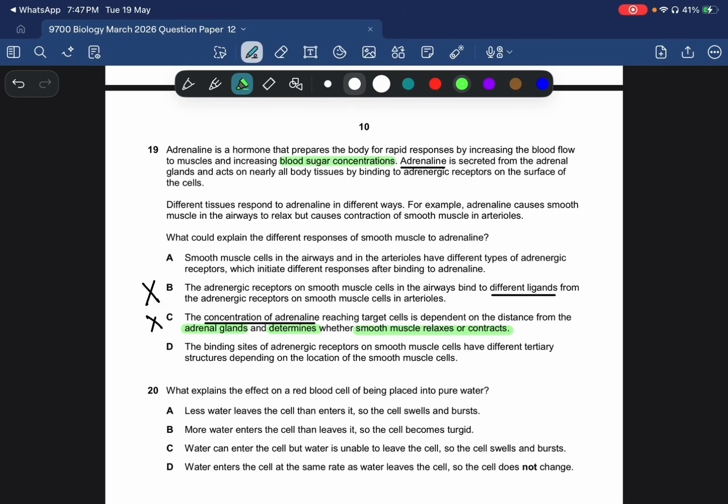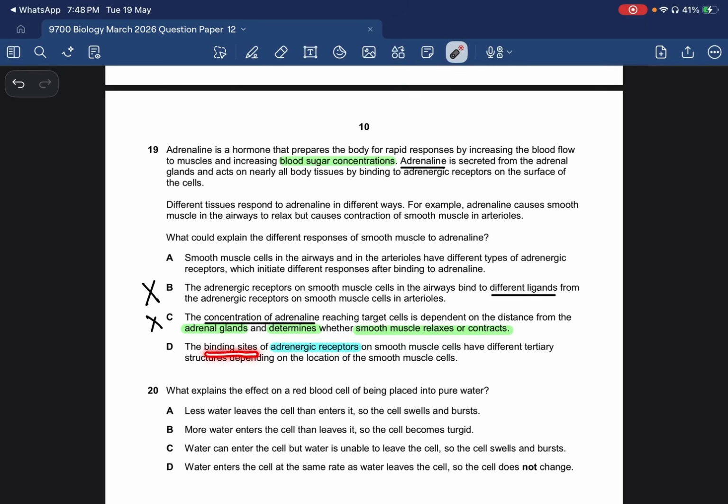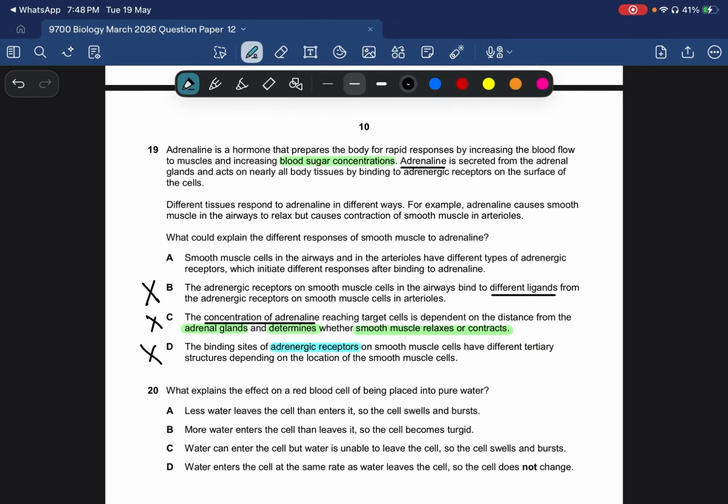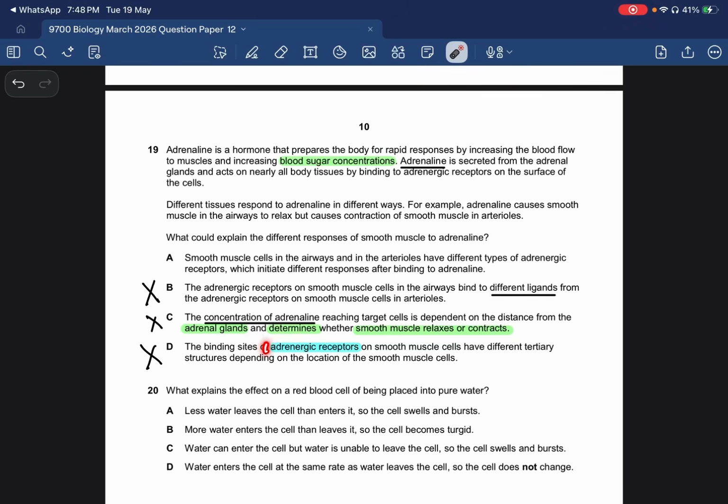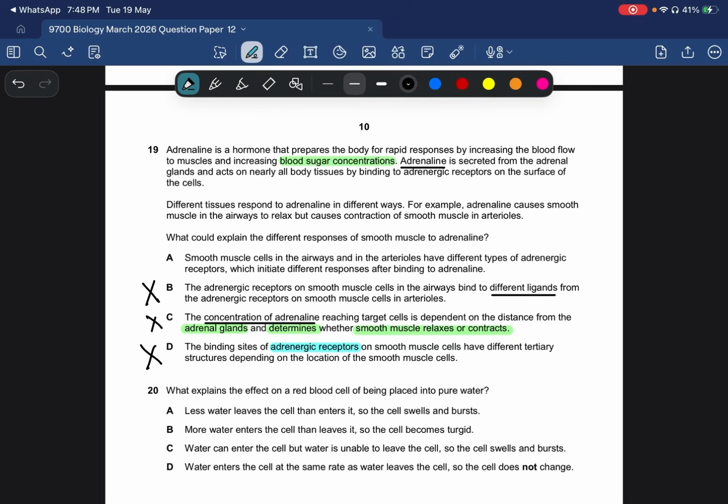Now, the binding sites of the adrenergic receptors on the smooth muscle cells have different tertiary structures. Nah, that loses me. Absolutely not. Why? Let's understand. The adrenergic receptor binding sites are basically the place where the adrenaline, the ligand, is going to bind, and it's saying that the binding sites have different tertiary structures. If they have different tertiary structures, how is the same hormone binding to both of them? So that's wrong.